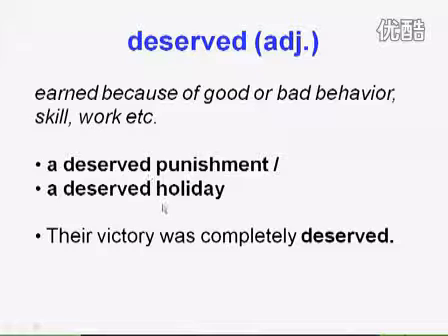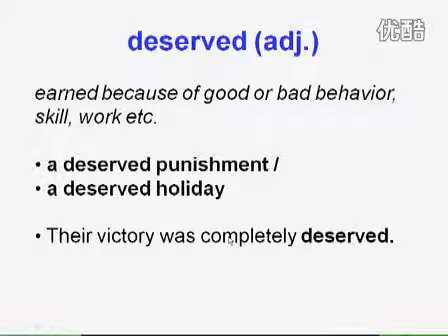Now this one is their victory was completely deserved. 那么这块是用作定语，这块是用作 be 动词之后的表语，都可以。他们的成功 their victory here means their success was completely deserved. 是他们应得的，因为他们付出努力了 right? Okay.